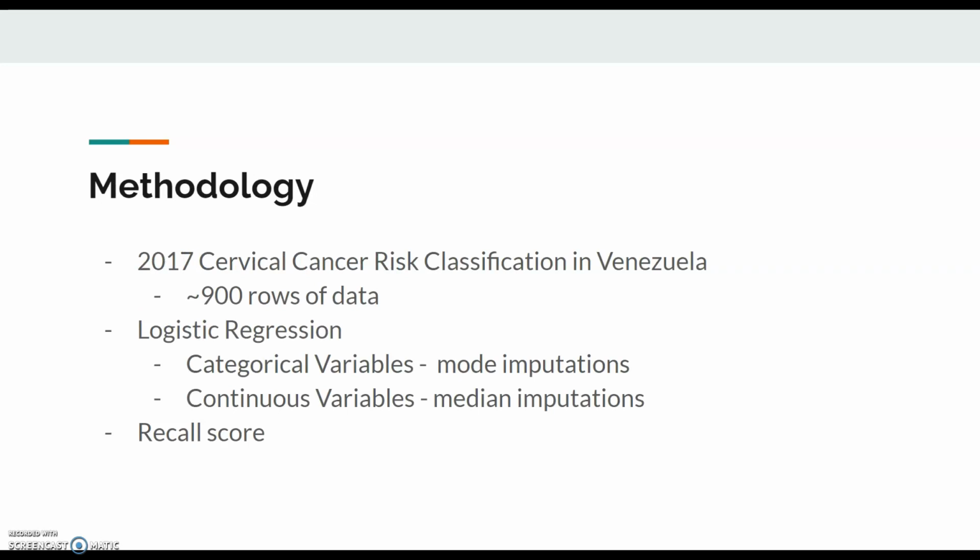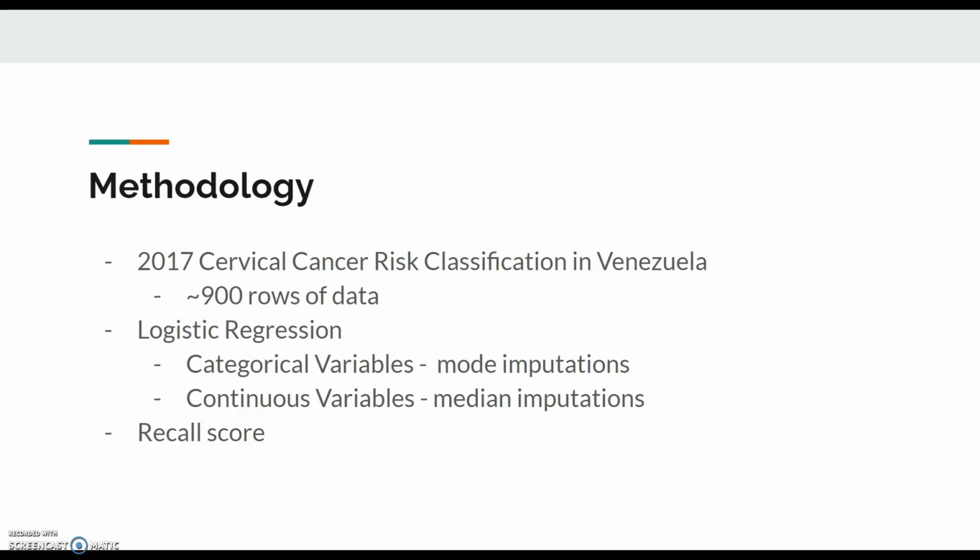Now, what is the methodology? What did we use? We used a 2017 cervical cancer risk classification dataset gathered from Venezuela. This contained about 900 rows of data, or patients. Several models were performed, and the logistic regression proved to be the best. We will focus on this model for this presentation.